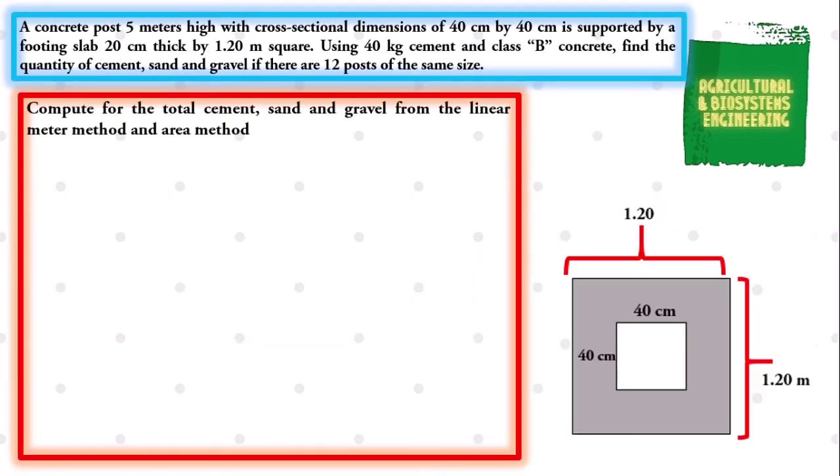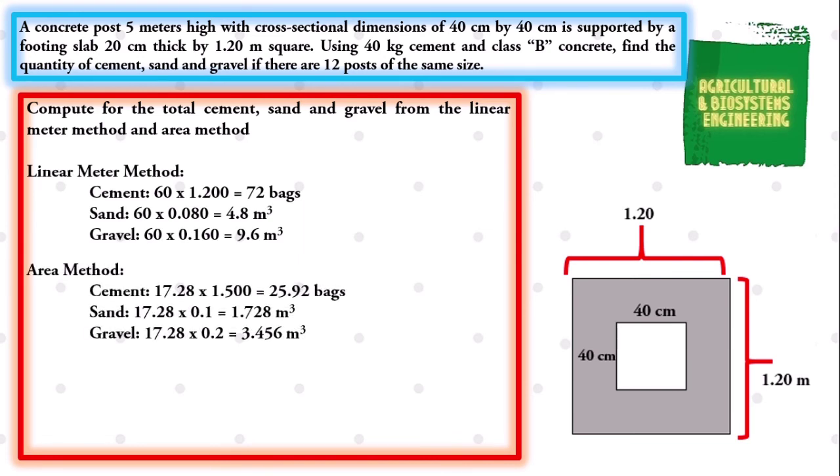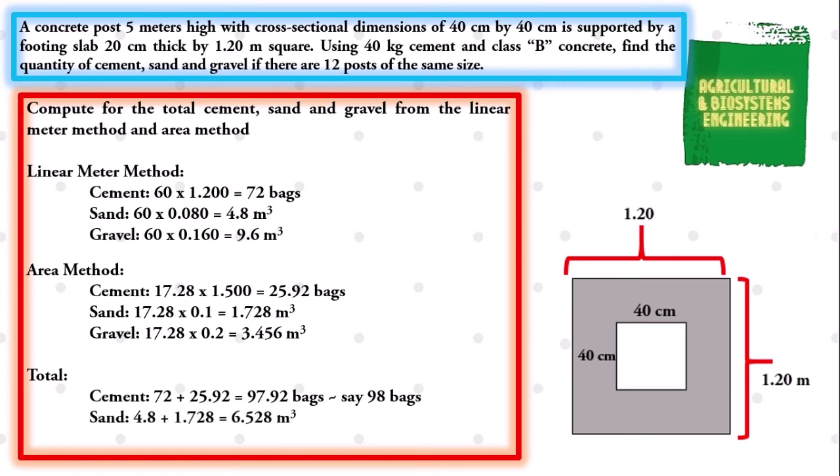Our next step is to compute for the total quantity of our materials by adding the values we solved using the linear meter method and the area method. Again, we have the linear meter method. Next, the area method. Now, we add the values and we obtain the cement of 97.92 bags, or say 98 bags, the sand of 6.528 cubic meters, and the gravel of 13.056 cubic meters. That is now the solution to our combined linear meter method and the area method.